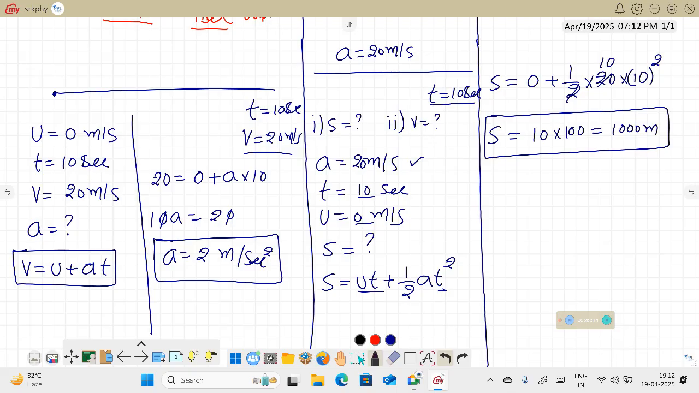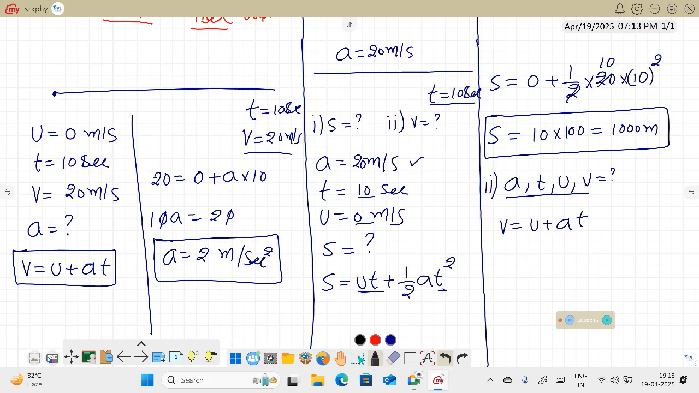Similarly, the second question. Second question, what is given? a is given, t is given, u is given, and they are asking v equal to how much? What is the kinematic formula related to these four terms? Which formula? Okay, v is equal to u plus at.